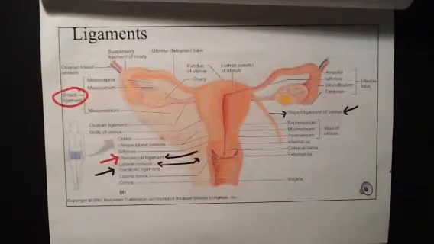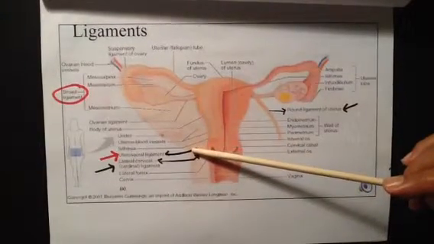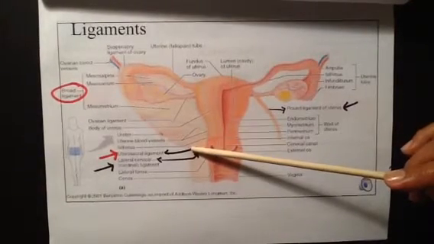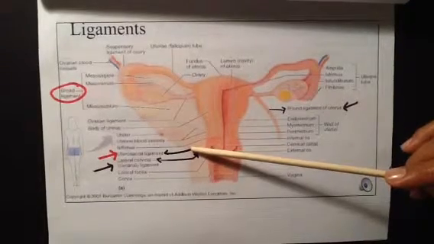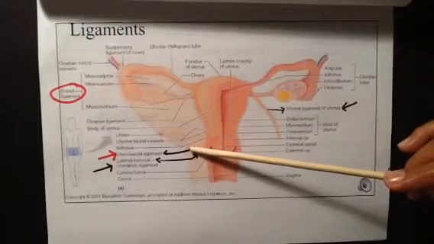The uterosacral ligament extends from the lateral surface of the uterus to the anterior face of the sacrum, keeping the body of the uterus from moving inferiorly and anteriorly.